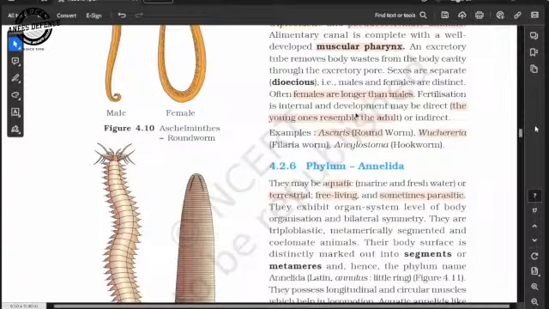Do you know ascaris? I think so. It is there in your syllabus, human health and disease, in 12th class. There you can see incubation period, signs, symptoms, and prevention. So we'll discuss that part next month when we start the 12th syllabus. Let's continue.